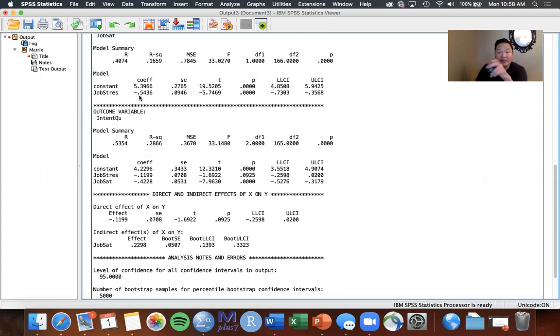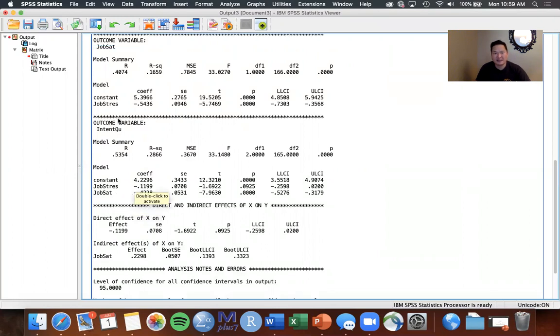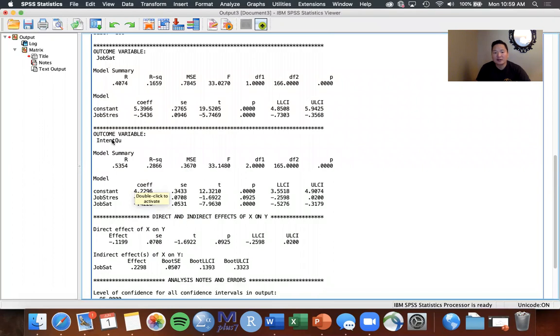Our A path is -0.54, and it's significant. By the way, I'm going to write this down because we're going to use this information later. So A equals -0.54. B, and remember B is the relationship between your mediator and your outcome, in this case from sat to intent to quit. By the way, this is another good way to check: what's our outcome variable? Our A path is job stress to job sat. So here's our predictor, and this is our outcome. That's how we know it's our A path.